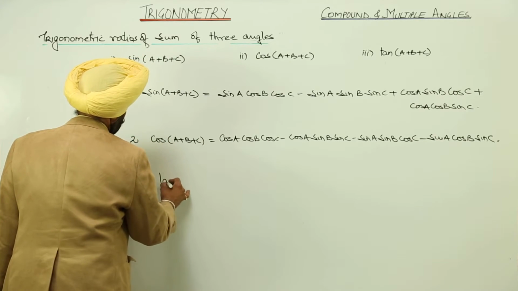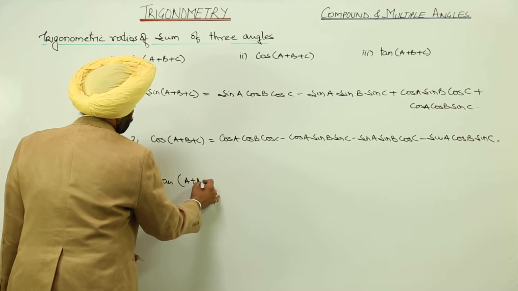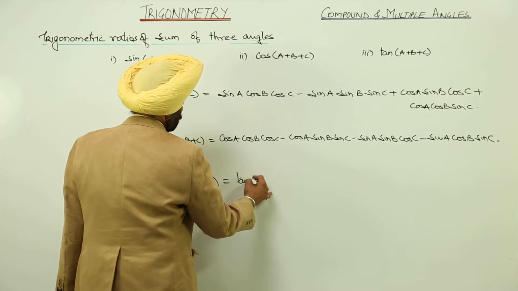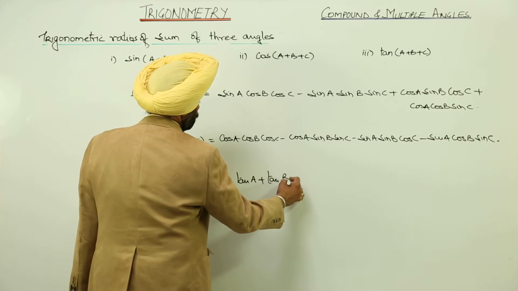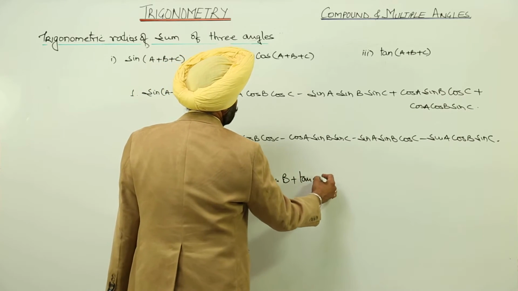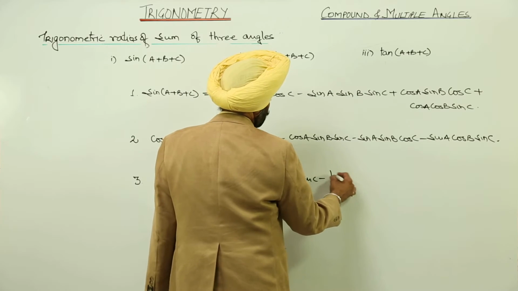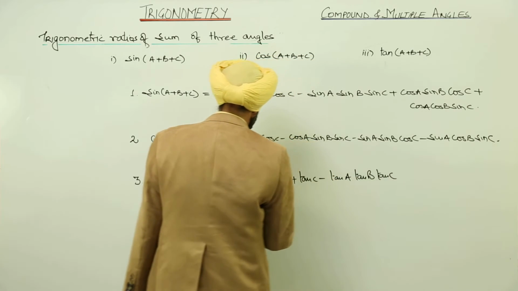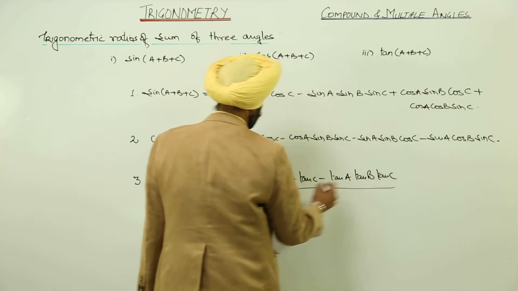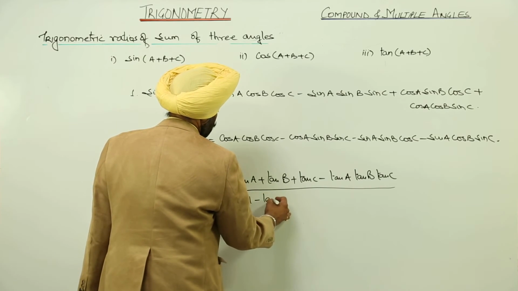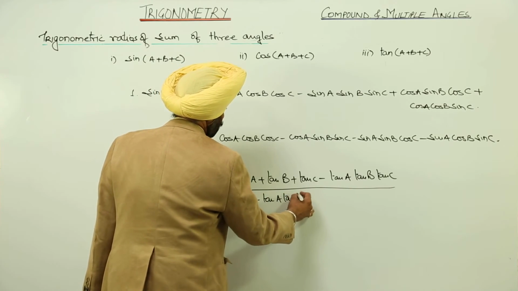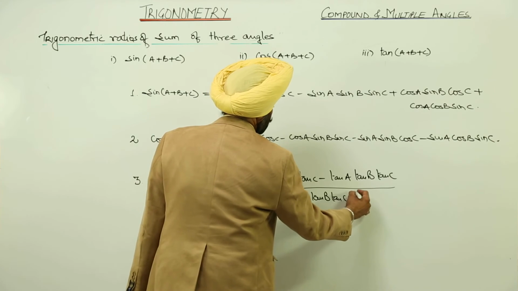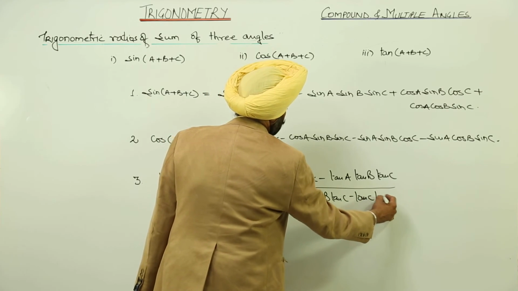Number 3, tan(A + B + C) is equal to tan A plus tan B plus tan C minus tan A tan B tan C, divided by 1 minus tan A tan B minus tan B tan C minus tan C tan A.